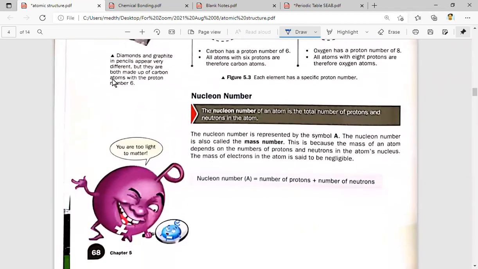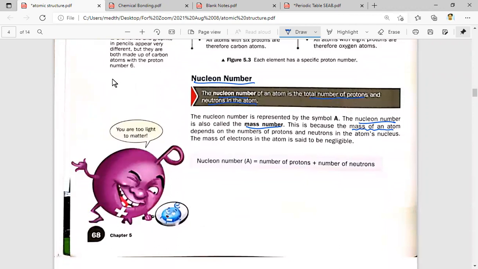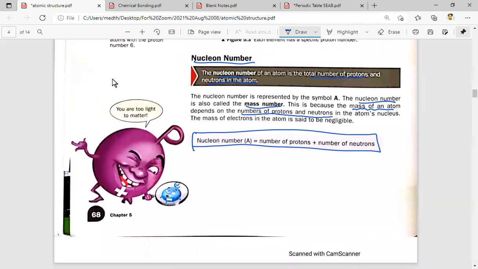Next part, we're going to go into this idea called the nucleon number. The nucleon number is the total number of protons and neutrons in an atom. The nucleon number is also called the mass number. And why is it so? Because the mass of an atom is dependent on the number of protons and neutrons, as indicated over here.